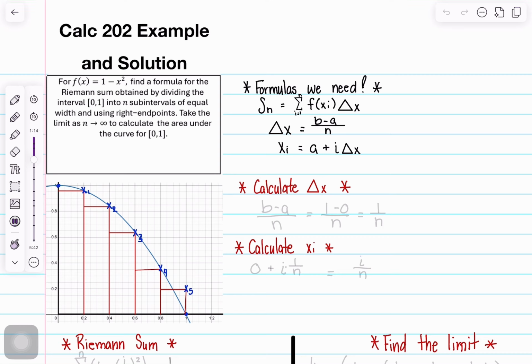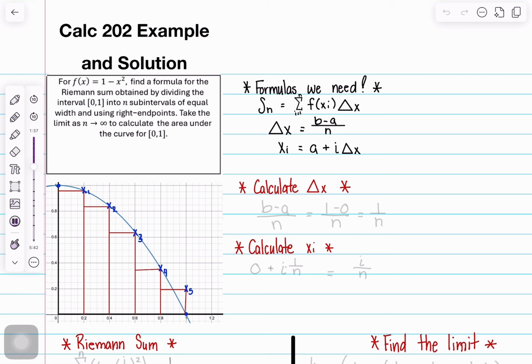Up top, I have included our right endpoint summation formula, our formula to find delta x, which is just the width of our rectangles, and I've also included the formula to find x sub i, which is simply the right endpoint of the ith subinterval in a Riemann sum. This tells us where we evaluate the function f(x) in each subinterval when using the right endpoint rule.